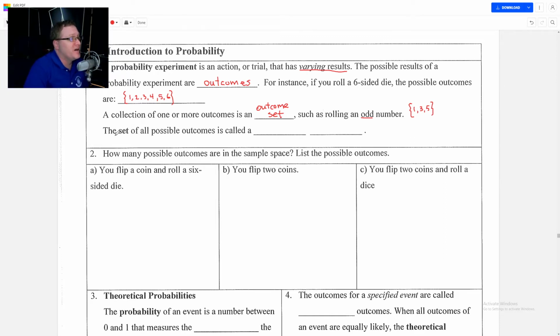So, all right. The set of all possible outcomes is called a what? What is the set of all possible outcomes? It's called a sample space. Sample space.